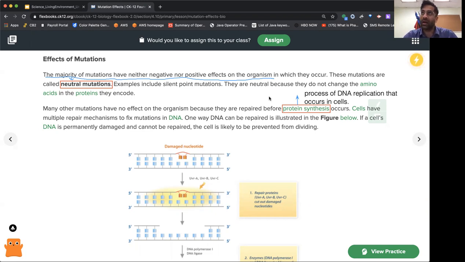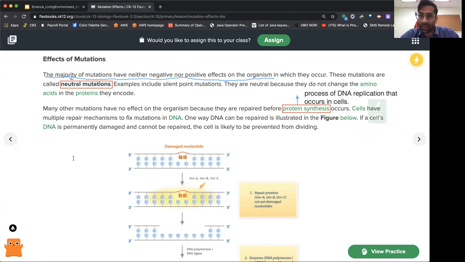So we replicate it, we pass it on to other cells. Parts of it are unlocked based on the purpose of that cell. And I hope that's clear. Going along, if a cell's DNA is permanently damaged and can't be repaired, the cell is likely to be prevented from dividing. There it is.